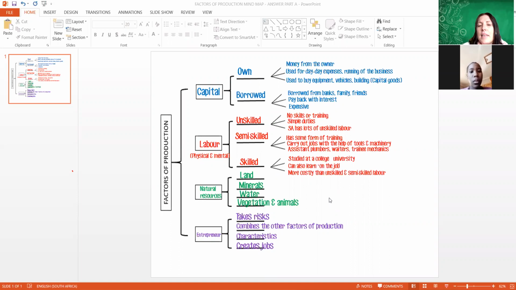Vegetation, animals, anything that's basically in its raw form or state that we use in order to produce a product or perhaps a service for that matter. Happy with that? Okay.